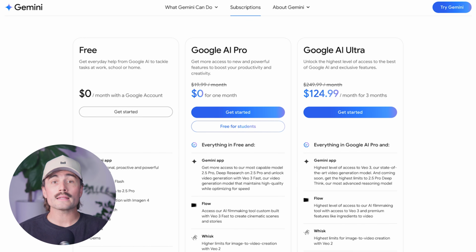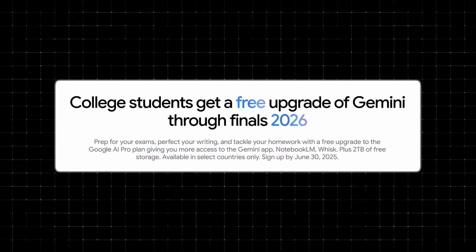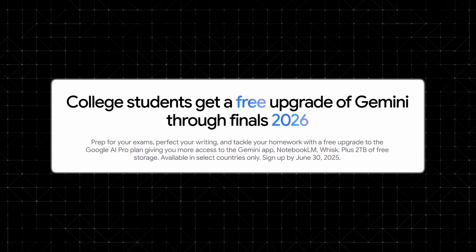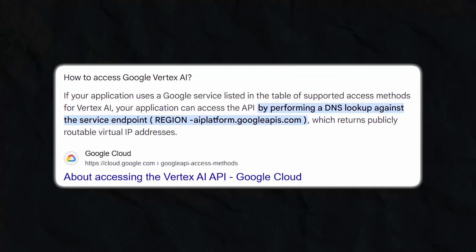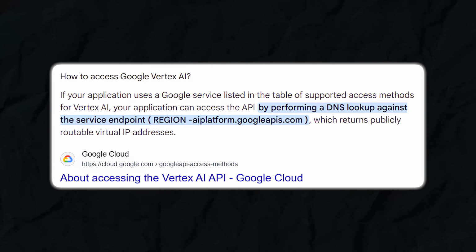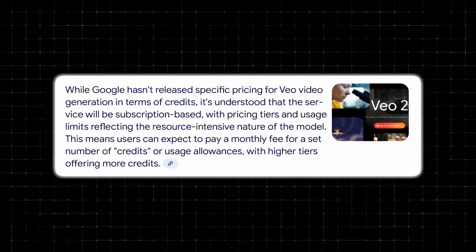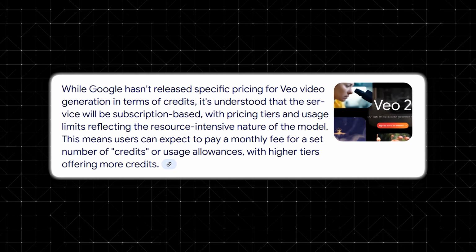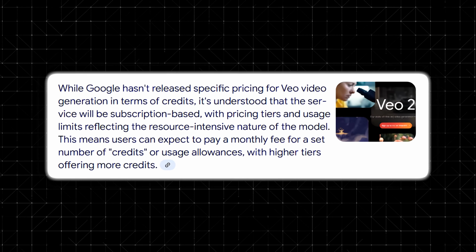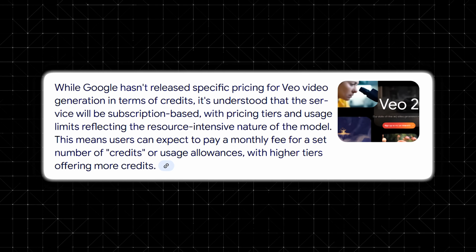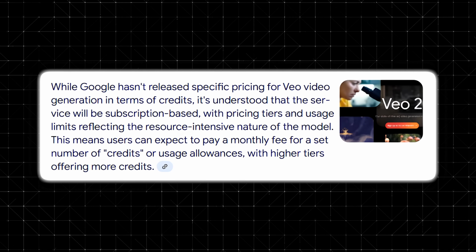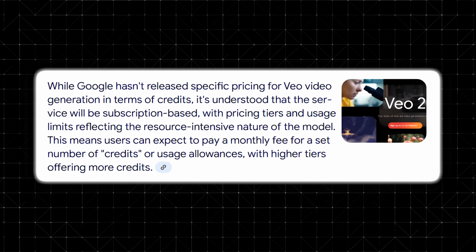You can use Veo directly in tools like Whisk and Flow, depending on your subscription tier. College students can even get free access to pro features through 2026. Now there's also an API, and developers can request access through Google Cloud's Vertex AI, but that's a more advanced route and might require approval or whitelisting. Now as for credits, Google hasn't publicly listed how video generation is priced per credit or how many you get up front, but keep in mind that these models are resource intensive, so expect limits based on your subscription tier.